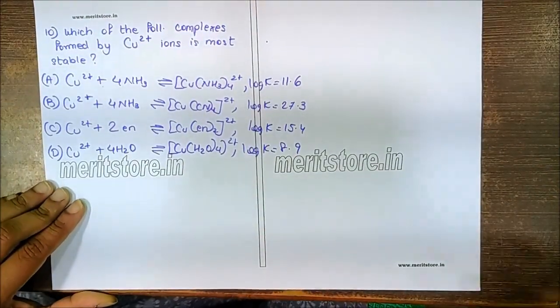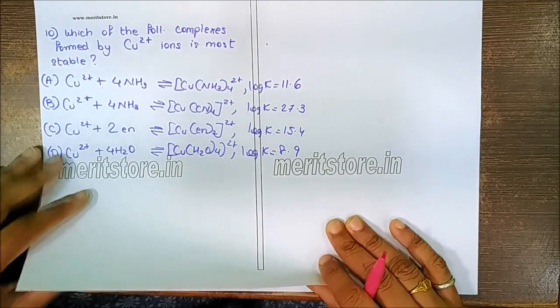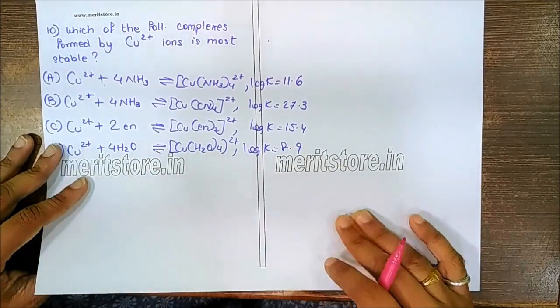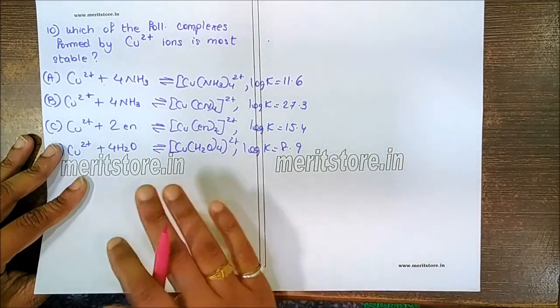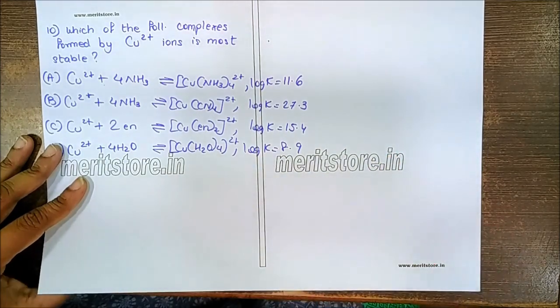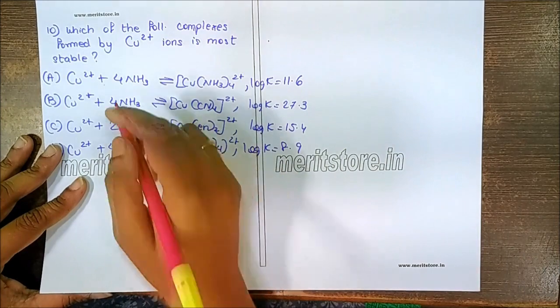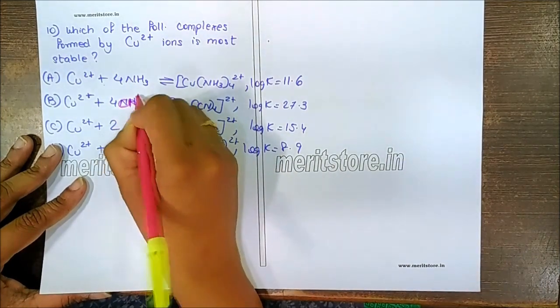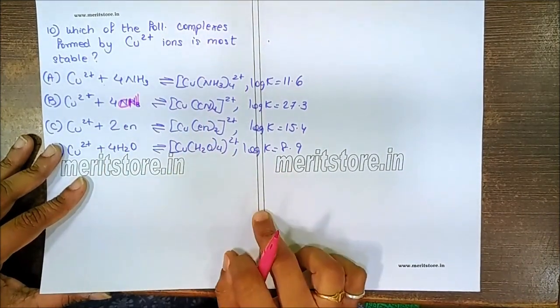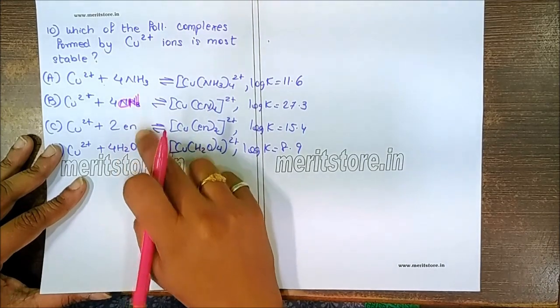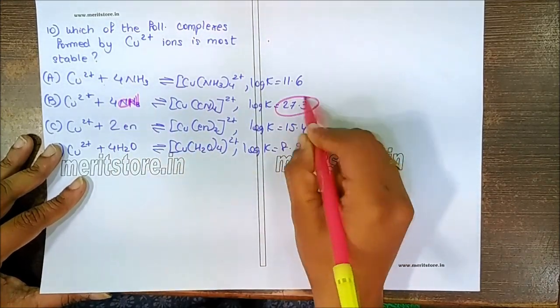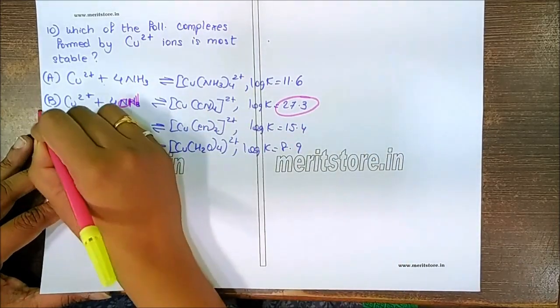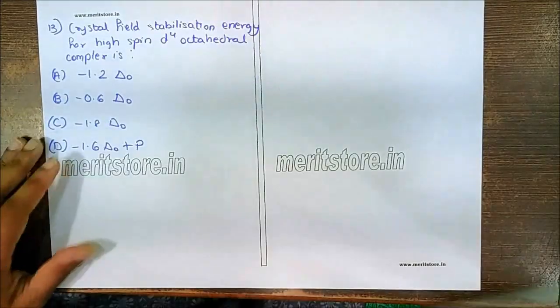Which of the following complexes formed by the Cu2+ ion is the most stable? Most stable complexes are formed by the particular ions where the base is very strong. Here I'm just making a correction, this has to be cyanide because it's a cyanide complex. Now in this case, ammonia, cyanide, en and water, the most basic is cyanide, having the highest K constant, as we can see over here. Hence our option is B.